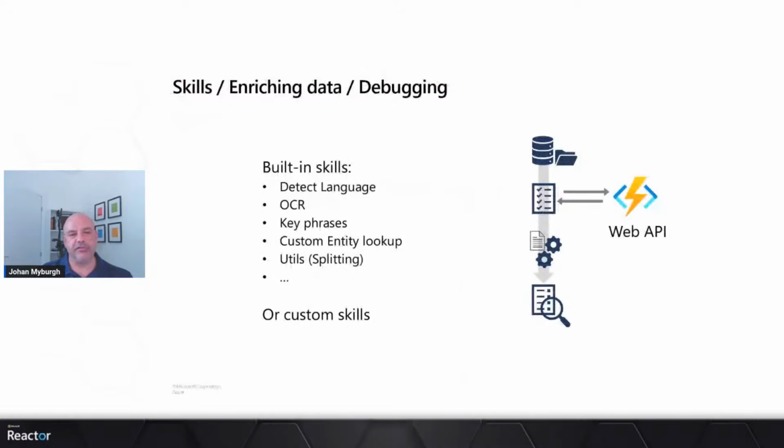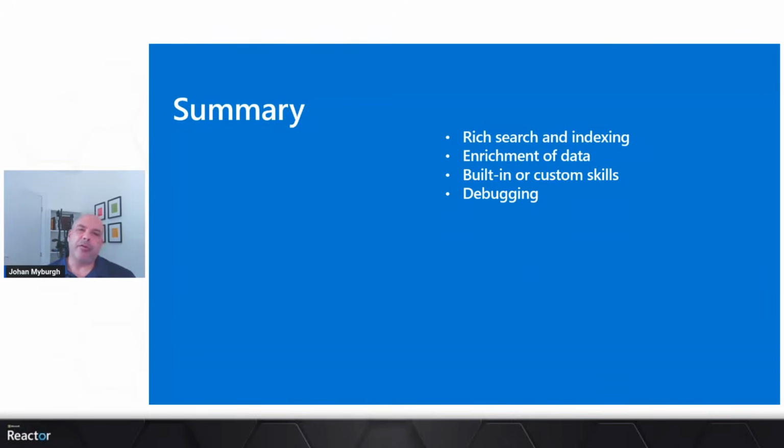I was very quick. We only have an hour. We can probably spend a day on this. In our AI 102 course, we actually spend about half a day on this. So just in summary, before we take some questions, we spoke about rich search and indexing. We spoke about enrichment of data.